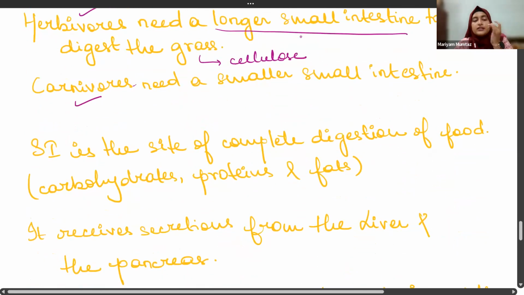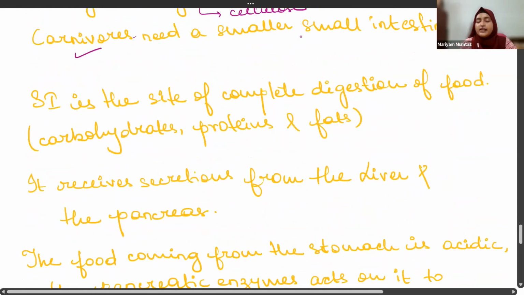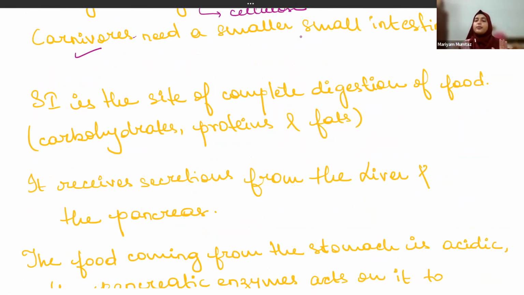Now see, the small intestine is the site of complete digestion, meaning here everything which was present in our food will get completely digested. Like how in our mouth, only 30% carbohydrate was digested, isn't it? Still 70% of carbohydrate is left, isn't it? Yes, ma'am. And in the stomach, what was being digested? Proteins. Yes, protein was digested.